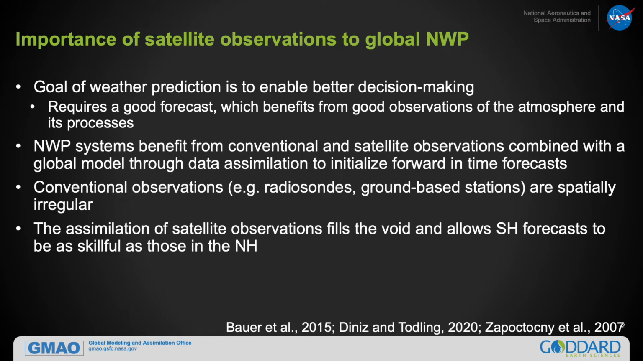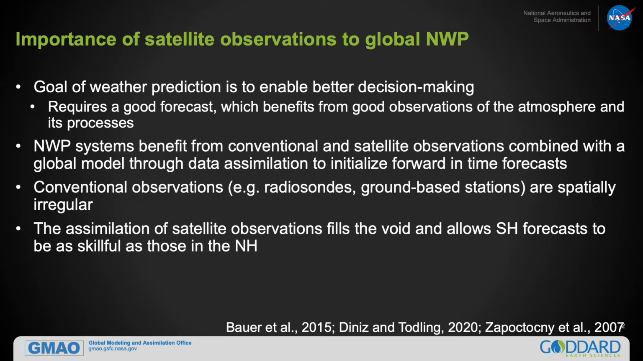In general, the overall goal of numerical weather prediction is to enable better decision-making. We want to know if our flight will be delayed, we want to know where to ship snow shovels and umbrellas this week, and we want to know whether we should plan an outdoor picnic or a trip to the museum. These decisions require a good forecast, and a good forecast requires good observations of the atmosphere and its processes.